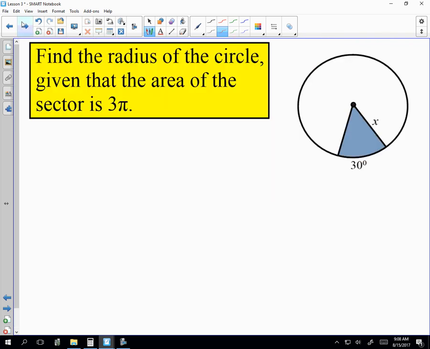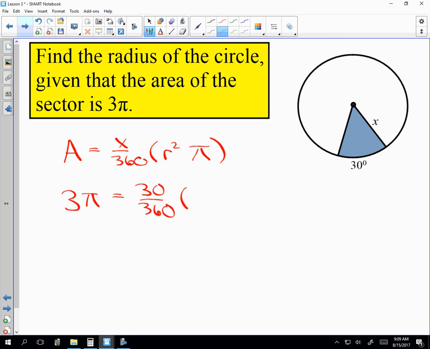Now, let's look at a couple extra. Find the radius of the circle given that the area of the sector is 3 pi. So now, what we want to remember, the area is x out of 360, the proportion of the overall area, times radius squared pi. So this is our formula for any situation where you're trying to find the area of the sector. Now, in this case, we give you the area of the sector. We give you the ratio, 30 over 360, and we still have our r squared pi.